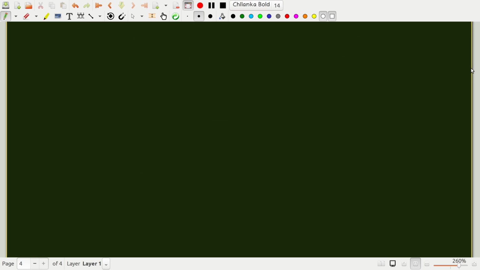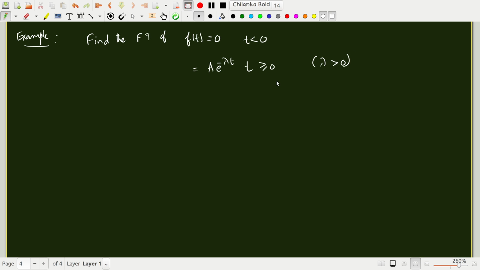Now I'll work out an example. Find the Fourier transform of f of t, which is equal to 0 for t less than 0, and equal to a e to the minus lambda t for t greater than 0, where lambda is greater than 0.